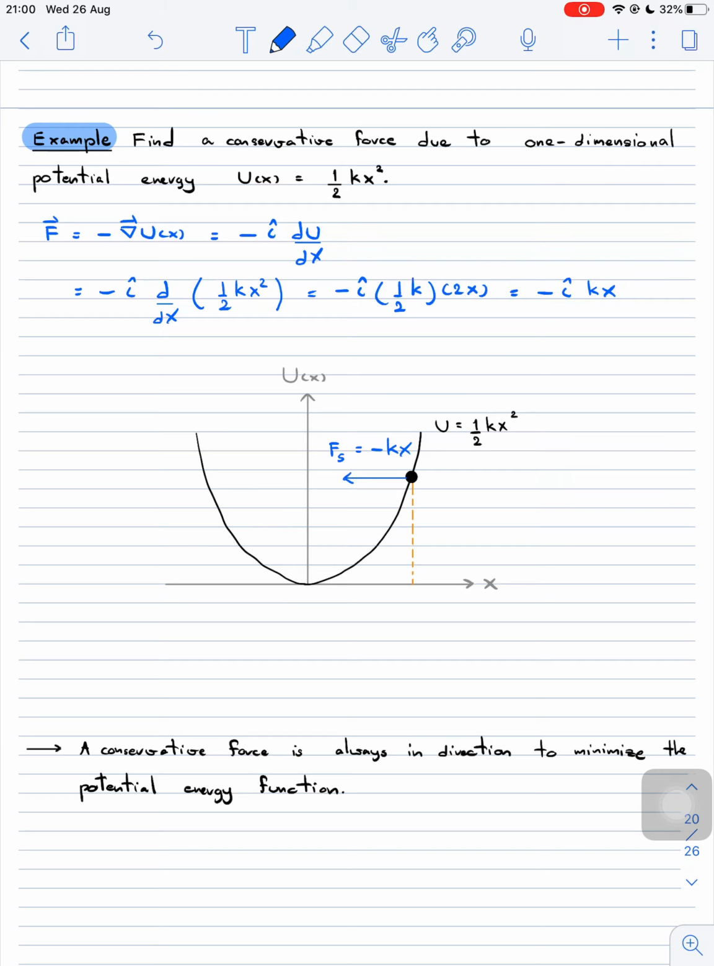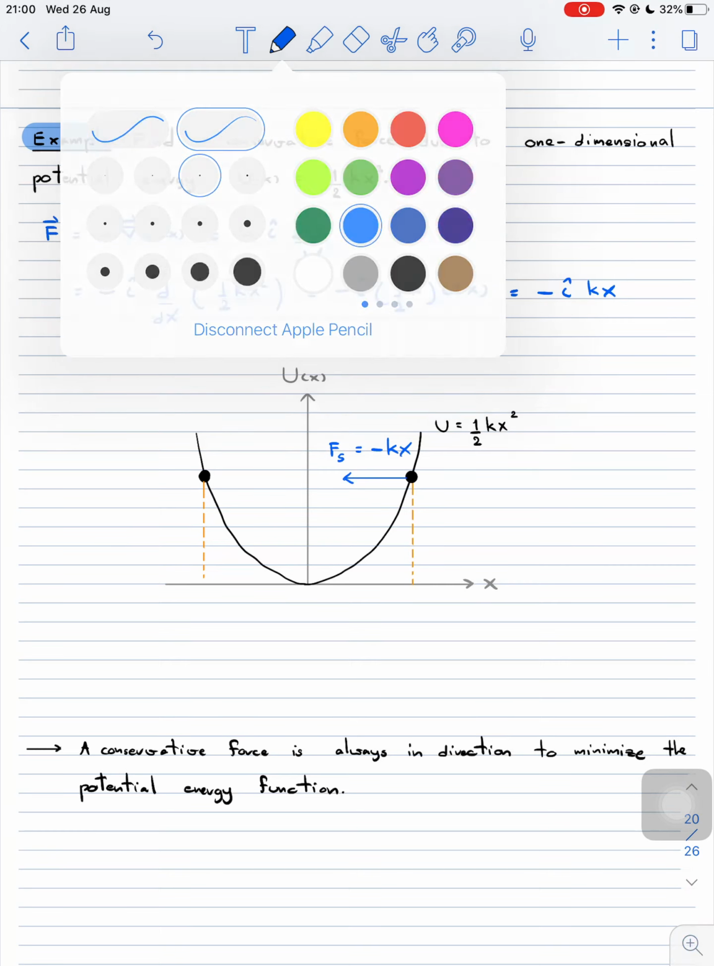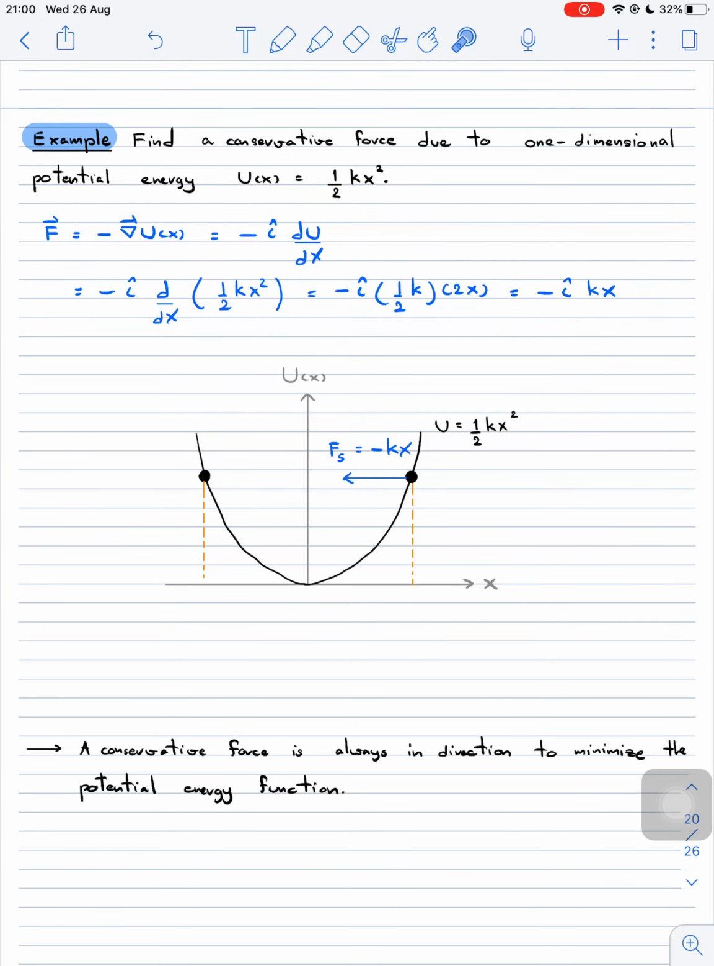The same thing if the spring is compressed to this position. Then again, F equal to minus kx must point to the right hand side, because here x is negative, so F must be positive, so it just points to the right hand side here. So this is Fs equal to kx.